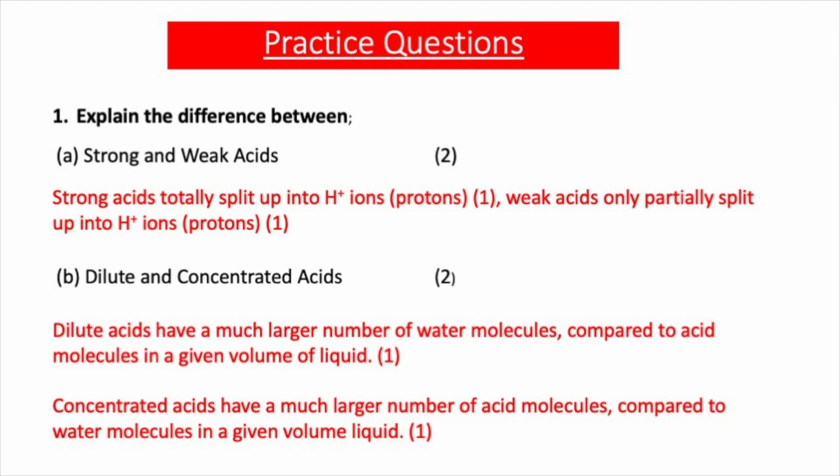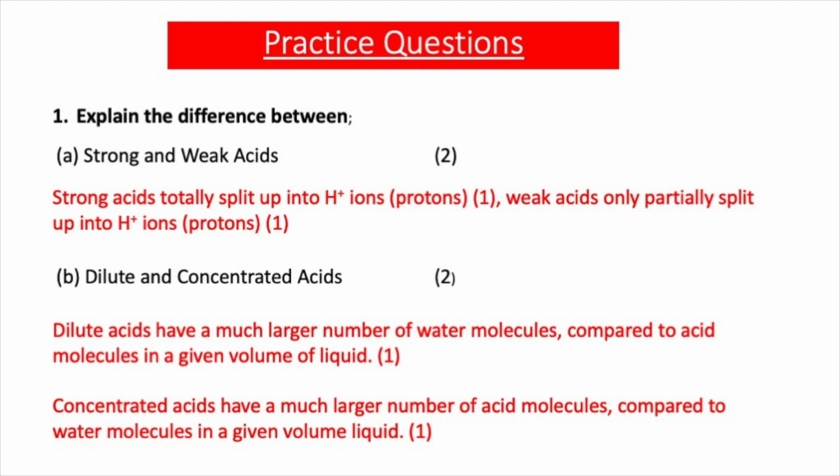So question 1 says, explain the difference between A, strong and weak acids, and B, dilute and concentrated acids. Well, a strong acid totally splits up into H plus ions or protons when you put it in water, and weak acids only partially split up into H plus ions or protons. 1 mark if you explained what a strong acid is, and 1 mark if you explained what a weak acid is.